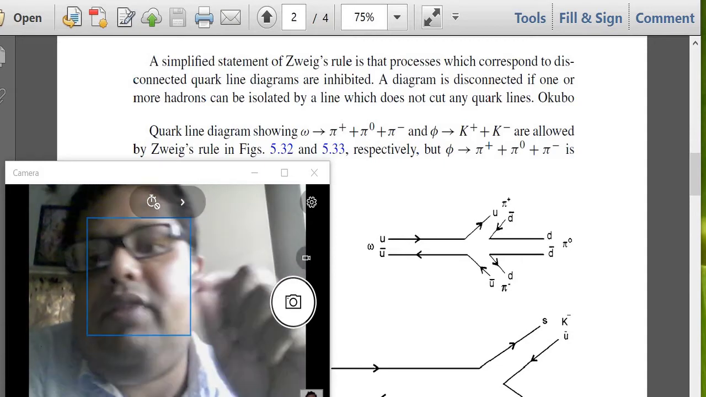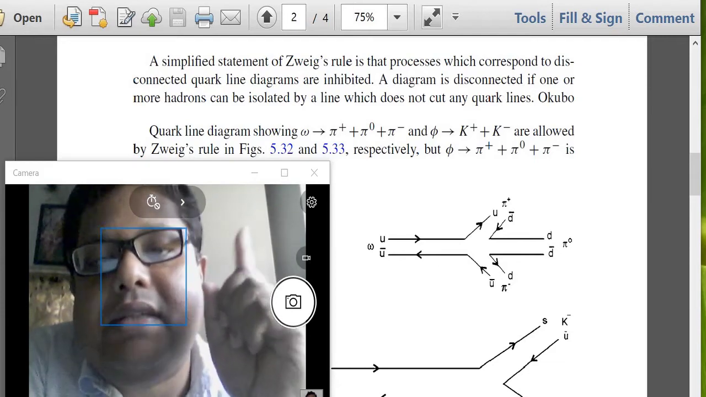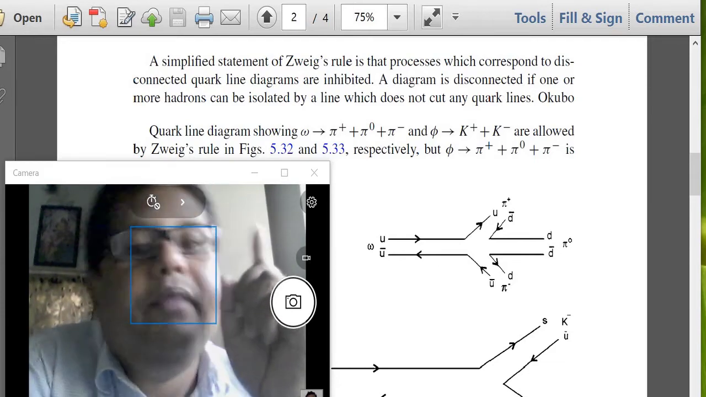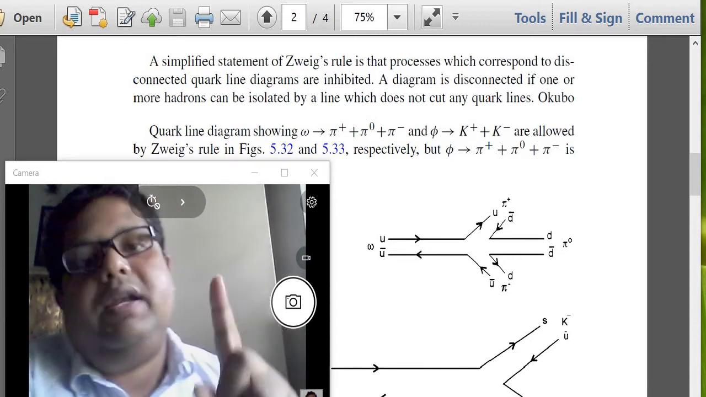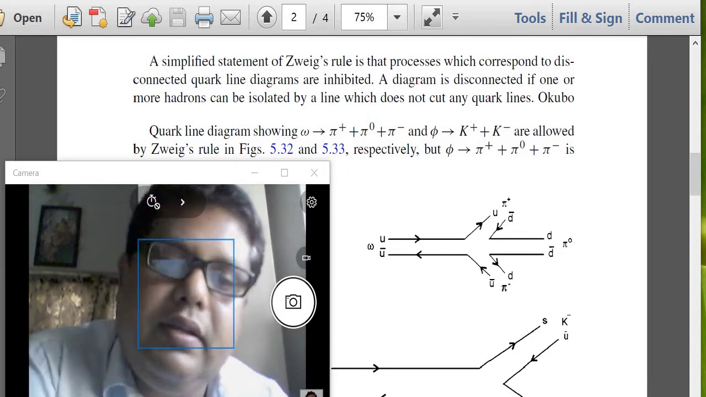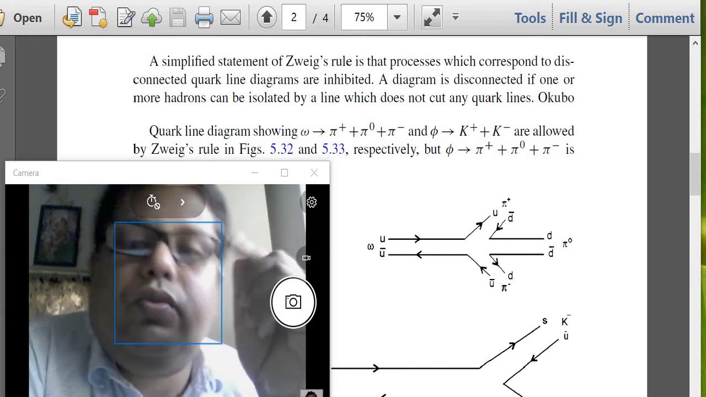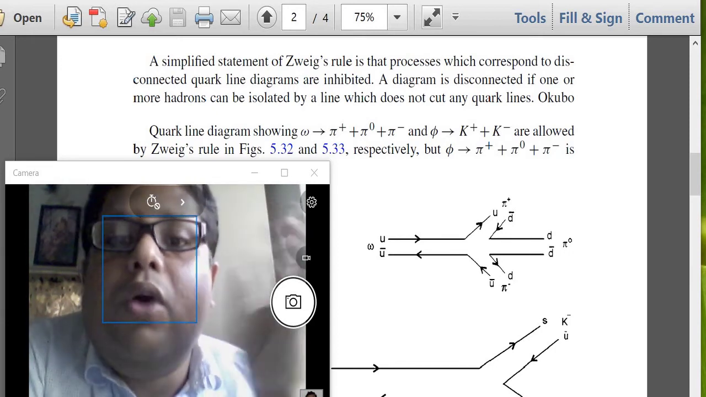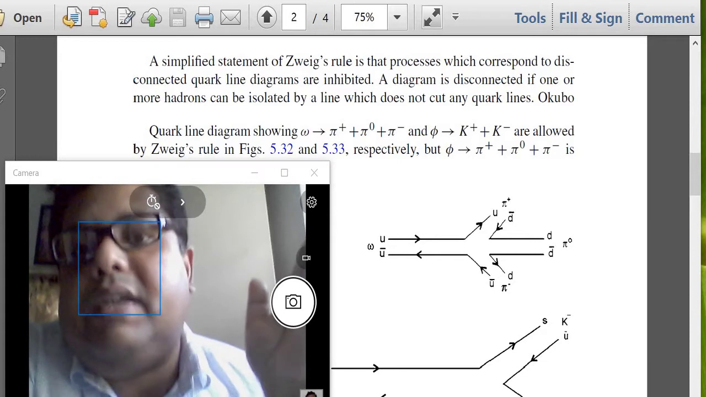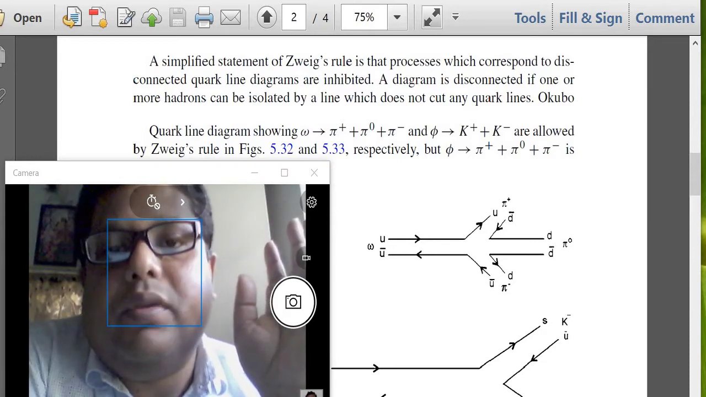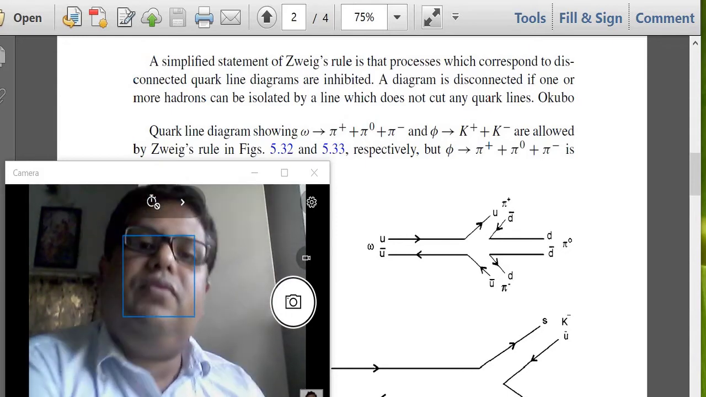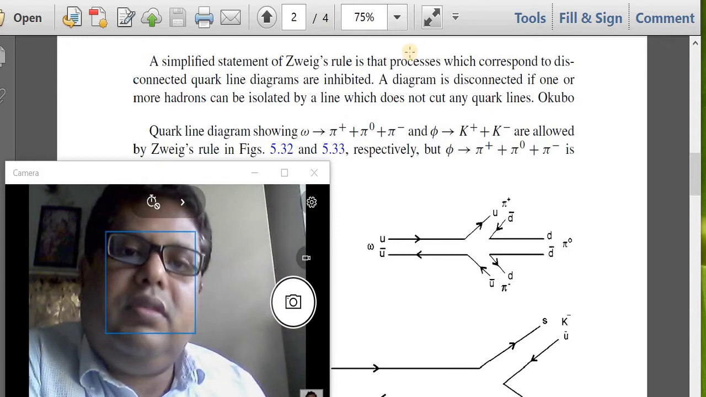Till now, whatever examples I have shown you were continuous. There was no disconnection between the quark line diagrams. But from now on, what I will show you through examples will be cases where the diagrams are disconnected, and so such reactions do not happen. Or it is very difficult to happen. You can think of it like that.